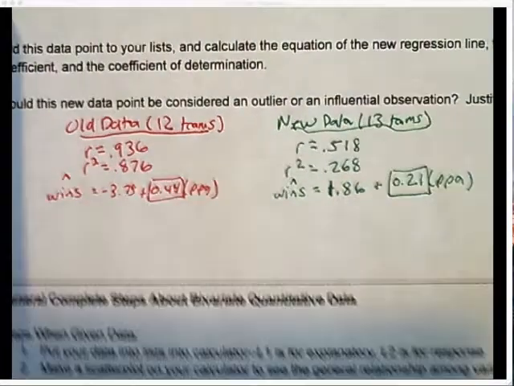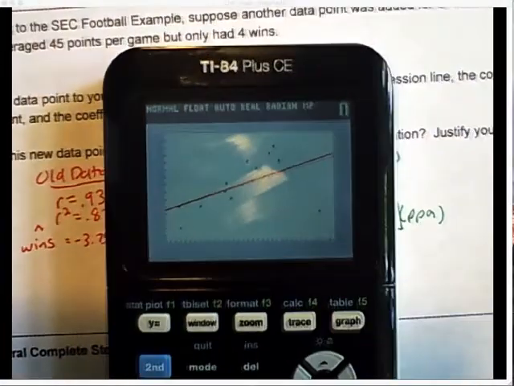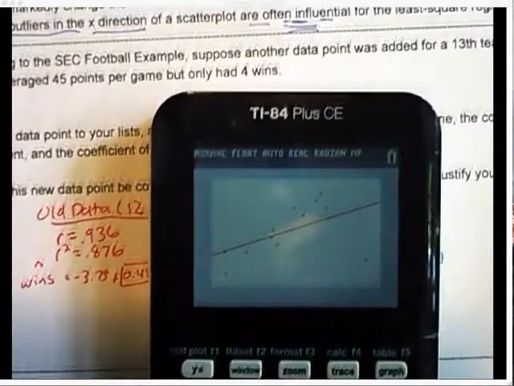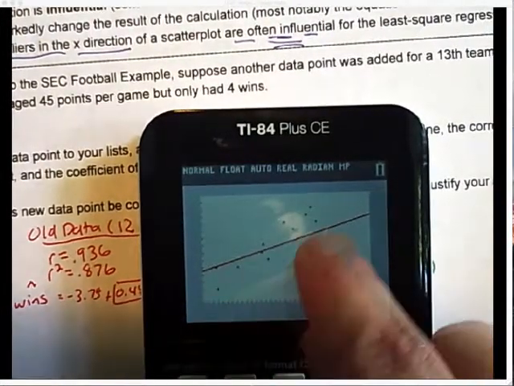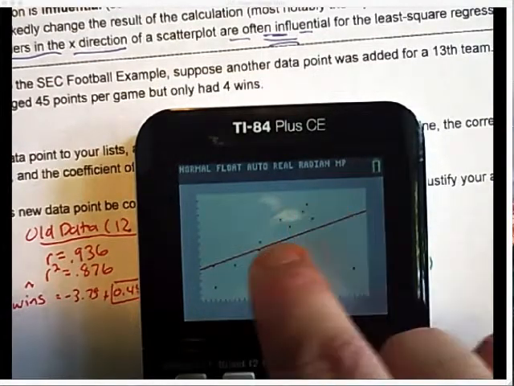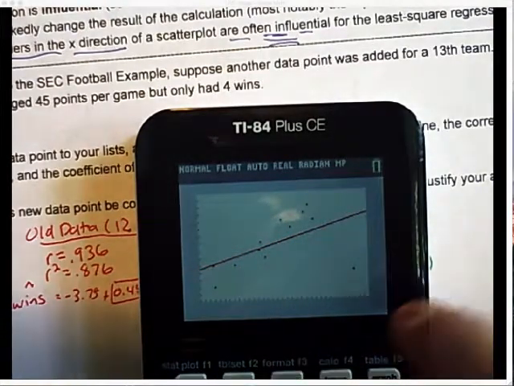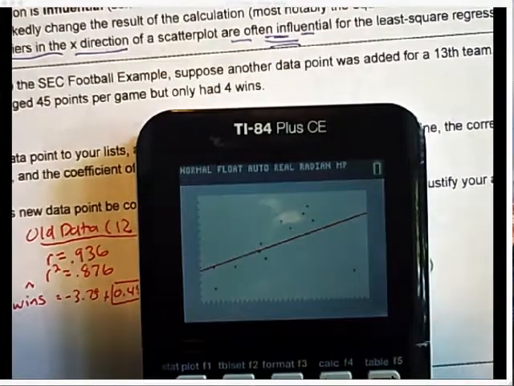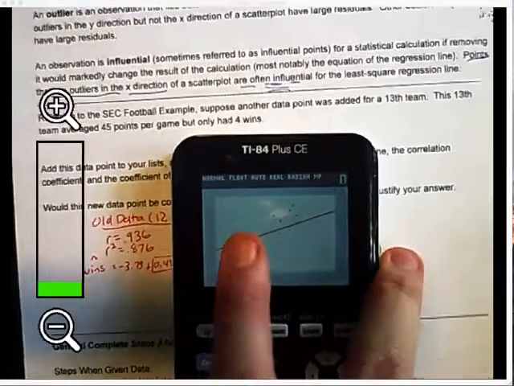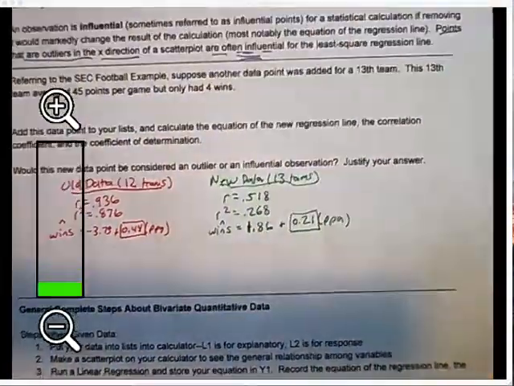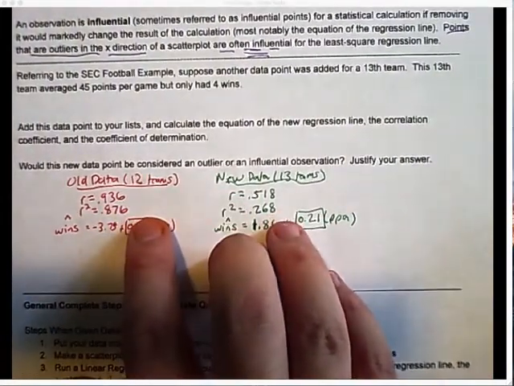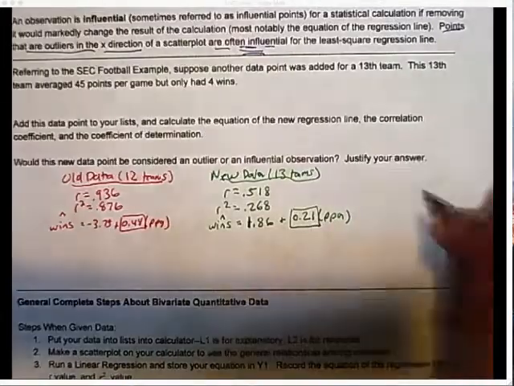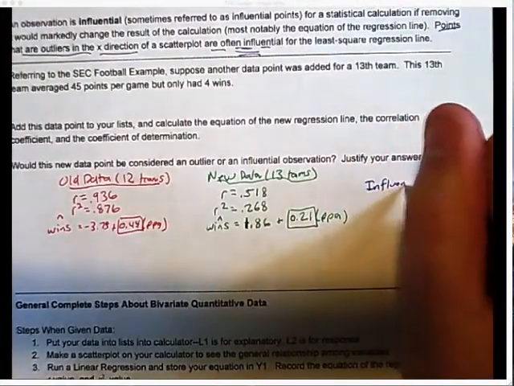So look at the line now. It used to be a lot closer to these 12 points. Now, if you think about the residuals, each of the residuals seems bigger, and this one would have a big residual as well. That one changed it dramatically. Adding that one extra team's data changed our regression line, our correlation coefficient, and our coefficient of determination big time. So I would consider this an influential observation.